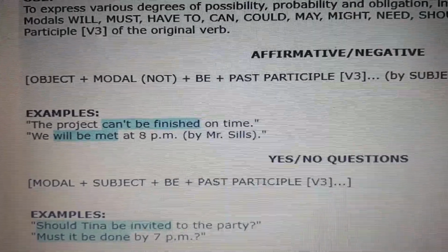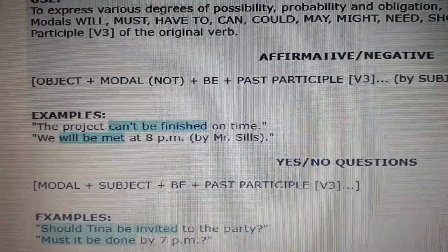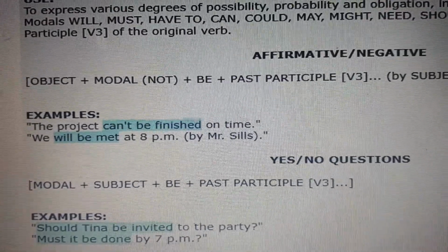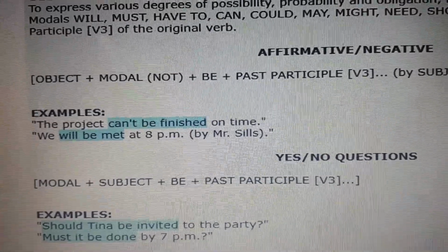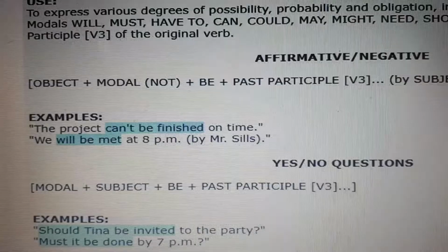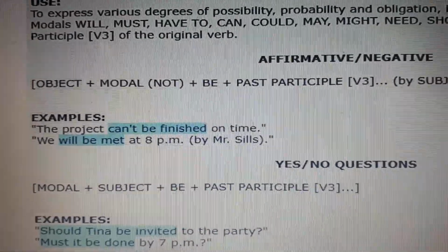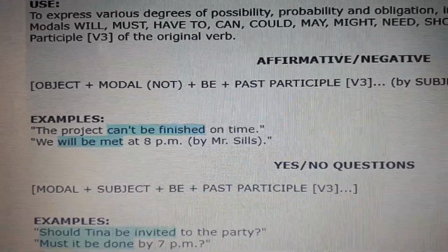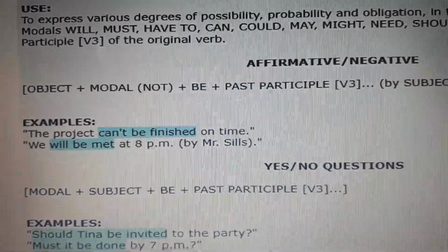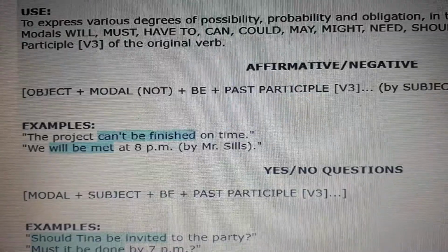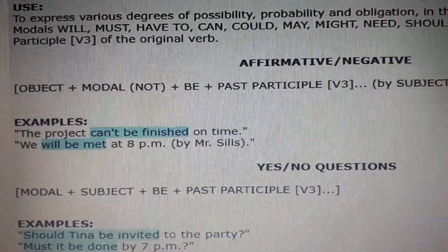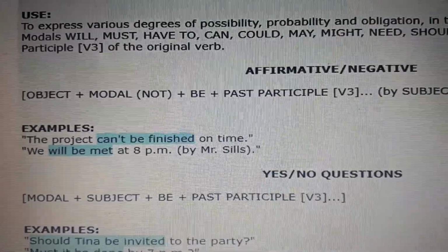It depends, okay? Another example, we will be met at 8 p.m. by Mr. Seals, okay? Remember that the subject is not important. What is important is the object, okay? So we is the object, and then will is the auxiliary modal, in future, okay, will be met at 8 p.m. Like it's not in this moment, it's a future. That's why we need to use the auxiliary will.